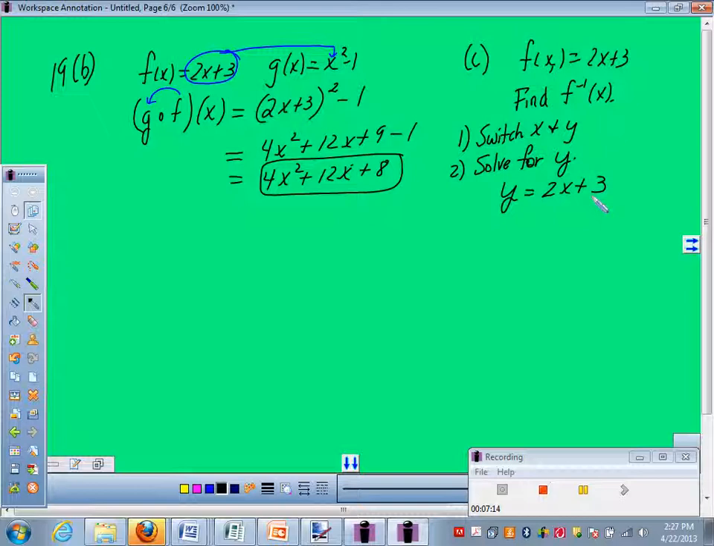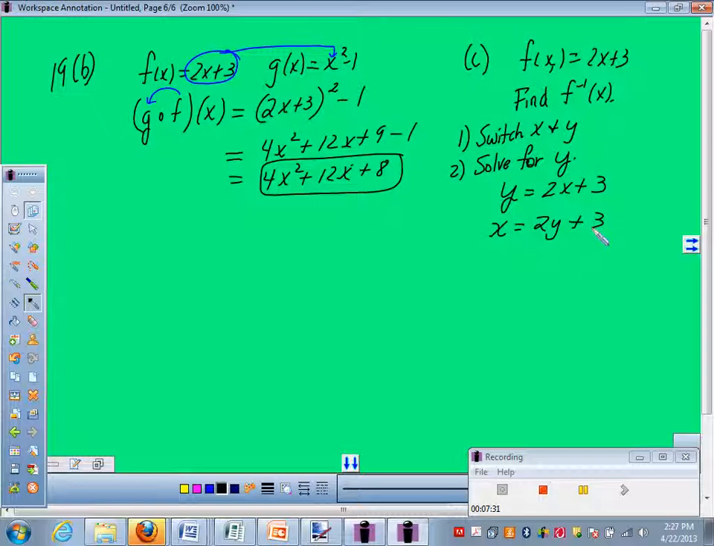Okay. So, you really have y equals 2x plus 3. What do you have if you switch it? x equals 2y plus 3. You literally just change all the variables, do not move any numbers.